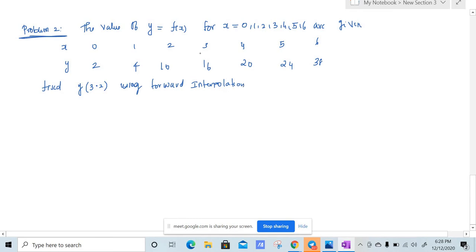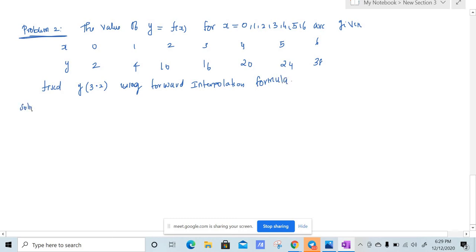If the value lies in the middle, you can use either forward or backward, any formula. You may ask, 3.2 lies in the second part, why don't you use Newton backward? You can use Newton forward also, you will get the same answer. The only thing is you will get a more accurate answer when you use backward when it lies in the second half of the table. Here 3.2 lies in the middle part, so you can use either forward or backward. So using the forward interpolation formula.